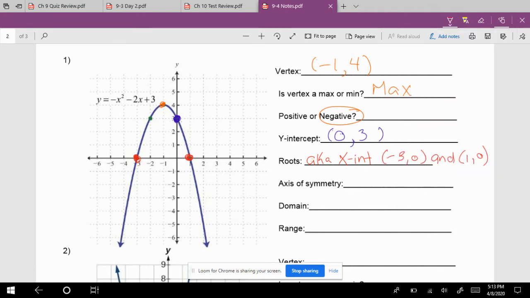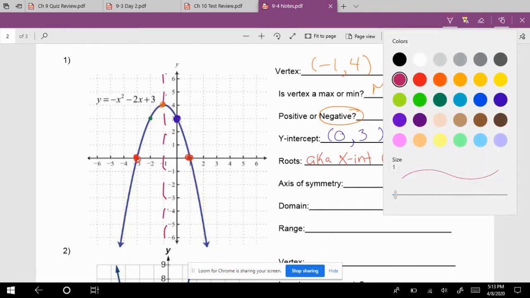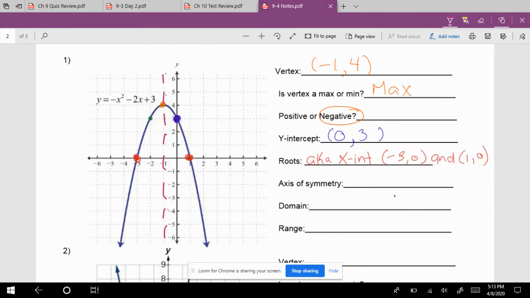Okay, my axis of symmetry. Remember, that's the vertical line that goes through the middle. And if you guys have caught on, the middle is always going to go through that vertex. So what is the equation of that vertical line? It's vertical, so that's x equals -1.